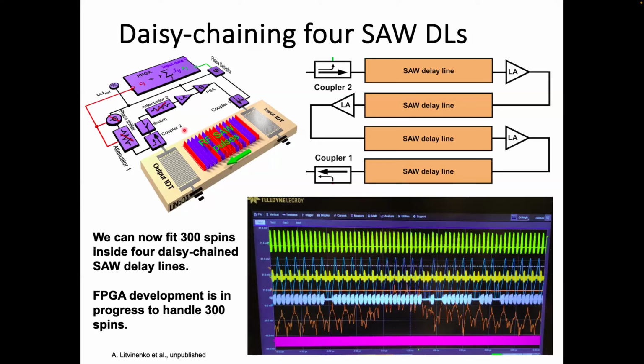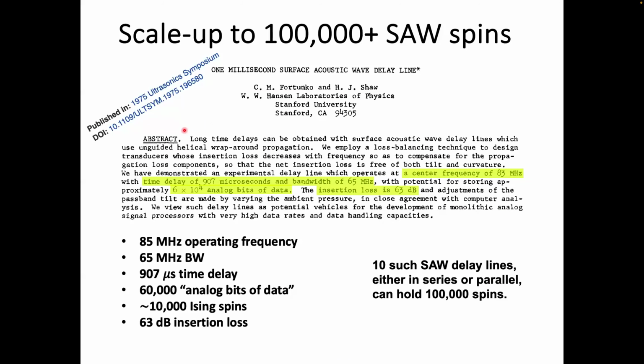But for ultimate scaling, you can go to the literature. Before CMOS solved all our problems, people were interested in analog logic. This is a paper from 1975 where they demonstrated very long delay times in surface acoustic waves. They had a center frequency of 83 megahertz, and a bandwidth that covered most of that, 65 megahertz. And they claimed they could get 60,000 pulses into that.